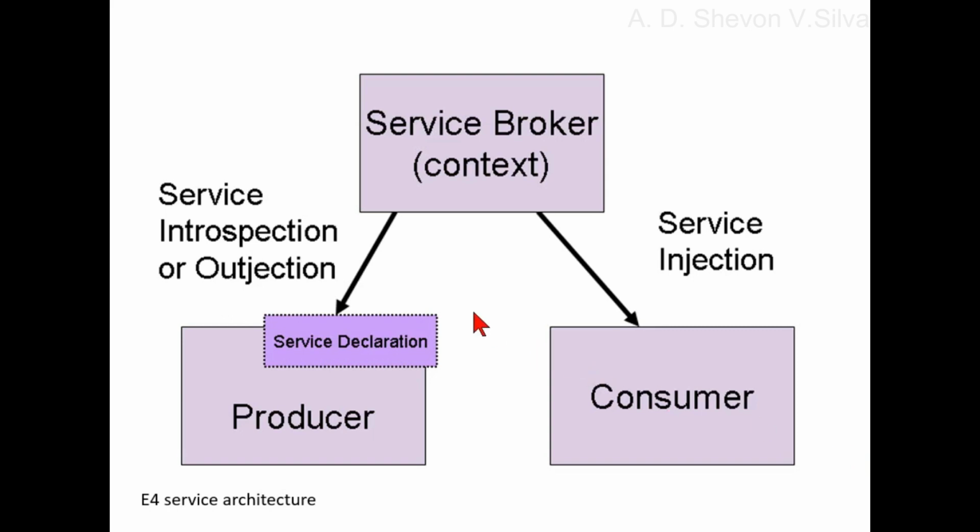Here you can see a service broker context. The service broker context is connected to the service declaration through service introspection or outjection. The service declaration is connected to the producer here. Here the service broker context is connected to the consumer through service injection.